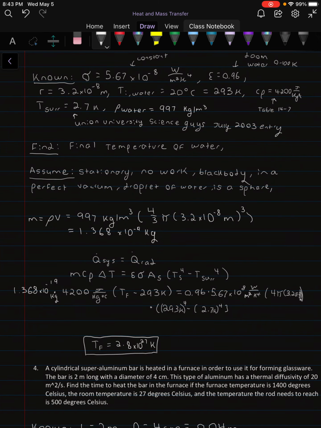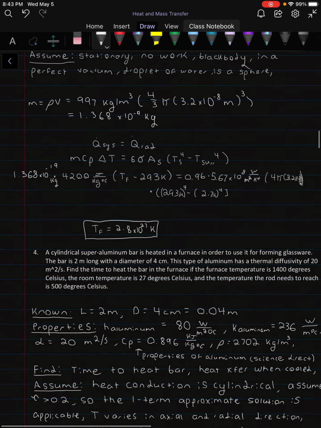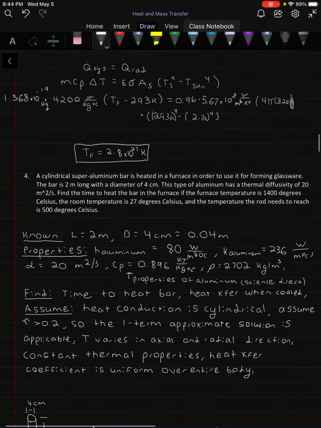Pretty easy problem. We set mass equal to rho times v. We get 1.368 times 10 to the negative 9th kilograms. You plug that in. m Cp delta T is equal to your Q radiation. So you get your final temperature is 2.8 times 10 to the 27th Kelvin.